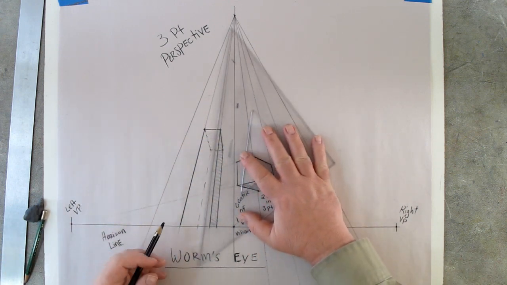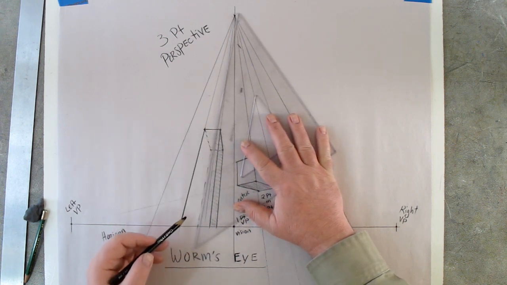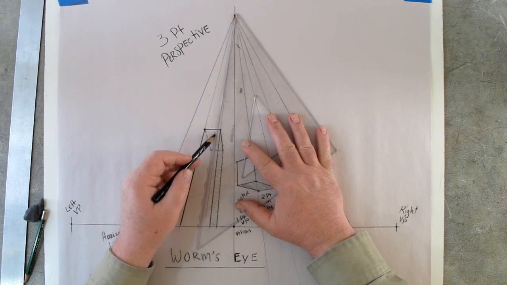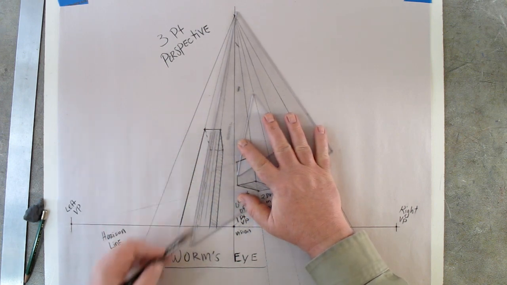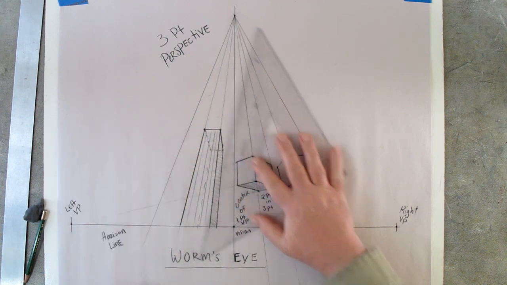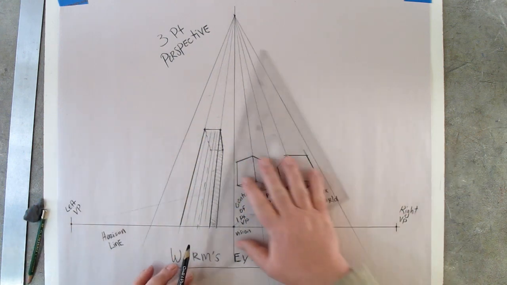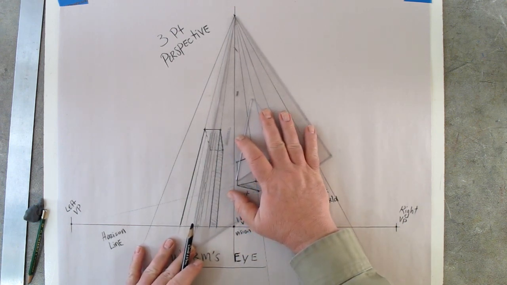And who knows, maybe there's some windows coming up this building. Little windows are going to be getting smaller as they go up the building as well. Like so. And then any of the, well, that's kind of wide. Yeah, I think I'll change this one.